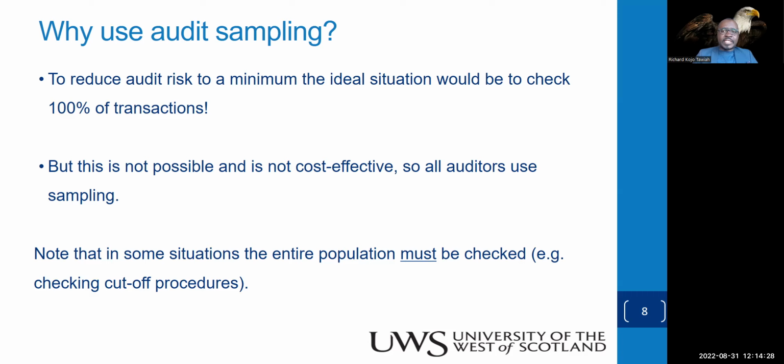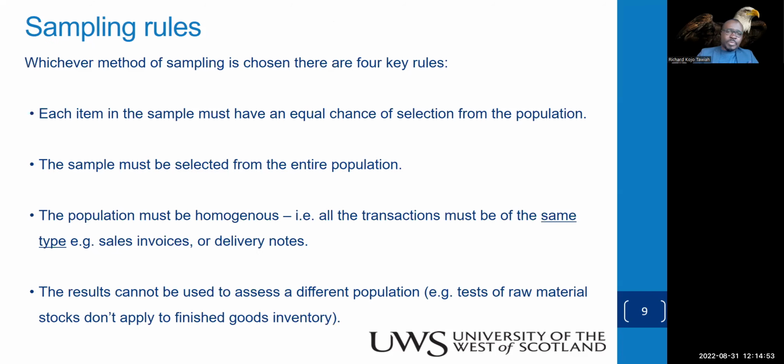Now, there are situations where the transactions are few, just few. If the population is few, you must do everything. Like check and cut-off procedures, you do everything. If you're going to deal with a company that deals in building houses, how many houses can they build in a year? Okay, if you have to count the houses, you can count everything. So where the population is few, you can do everything.